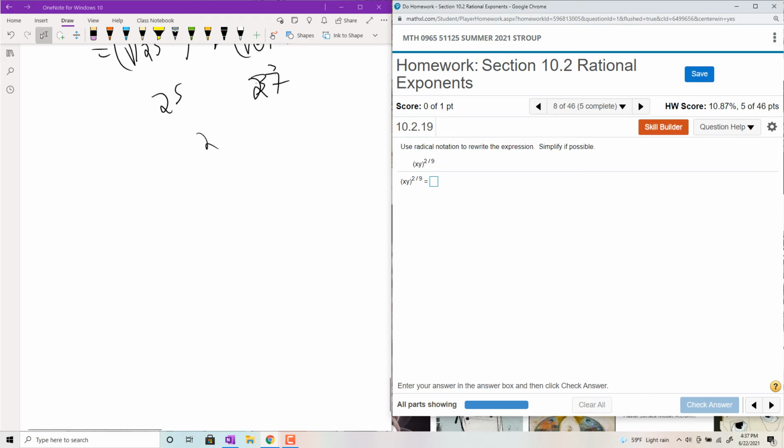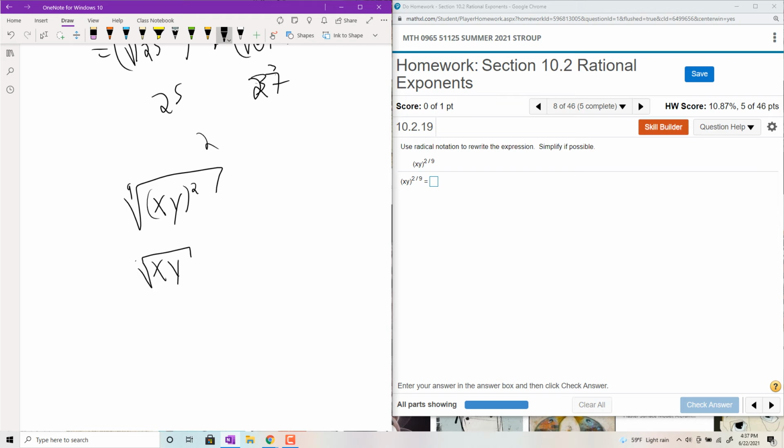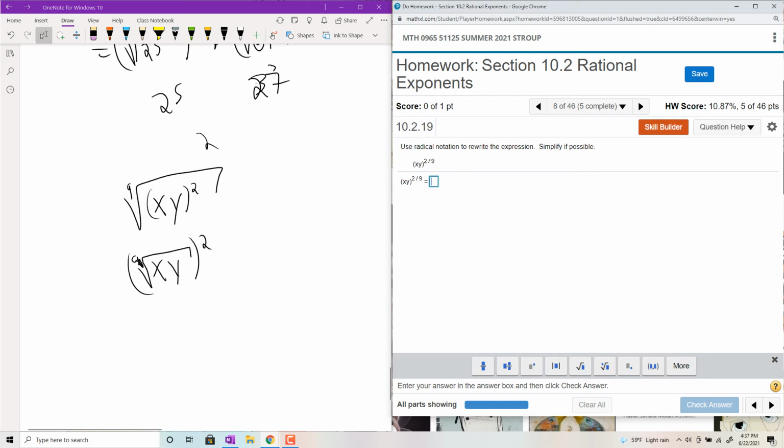Use radical notation to rewrite, simplify if possible. Okay, so xy squared, the 9th root of that, or the 9th root of xy, and then all of that squared. It's one or the other. Doesn't make any sense to me which one it is, so I'm trying to answer that question as I go along here.